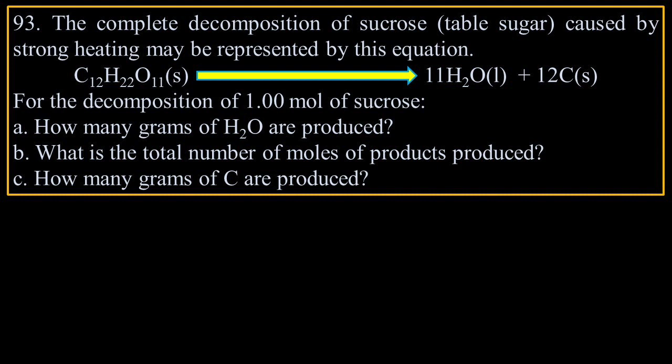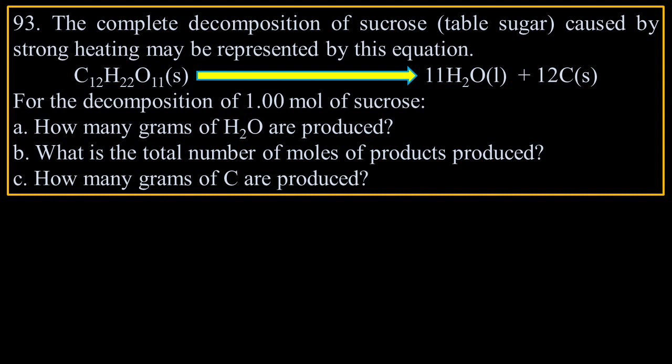So, if I figure out the stoichiometric masses, the stoichiometric mass for 1 mole of sucrose, 11 moles of water, and 12 moles of carbon, I can just essentially read the answers off the equation. And the stoichiometric masses will be the answer to it. So right now we could say B would be, what is the total number of moles of product produced? And it's going to be obvious. It's going to be 23 moles, 11 moles of water, and 12 moles of carbon.